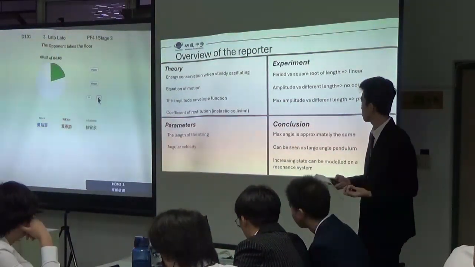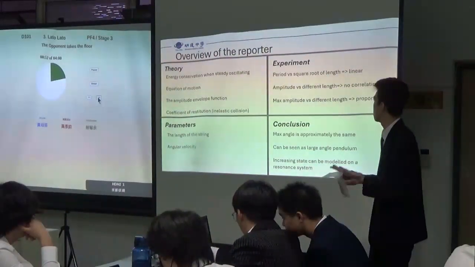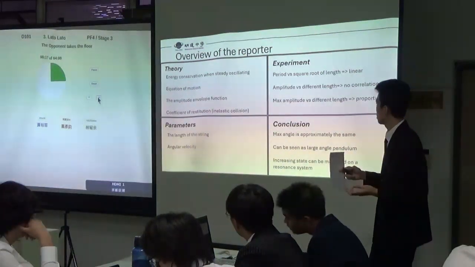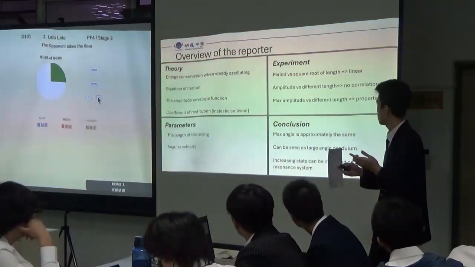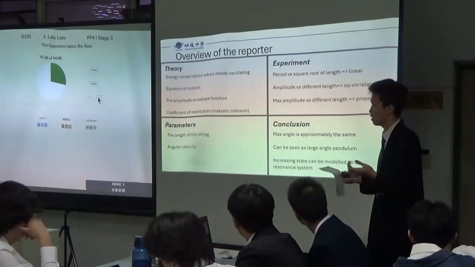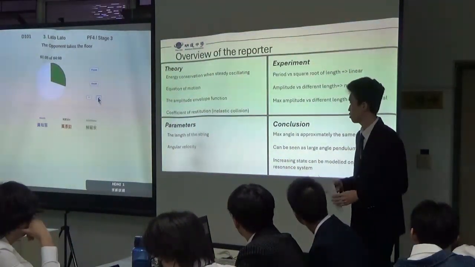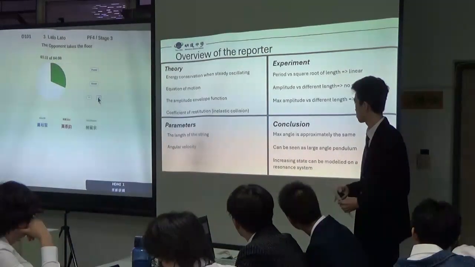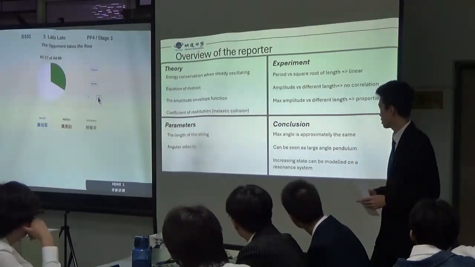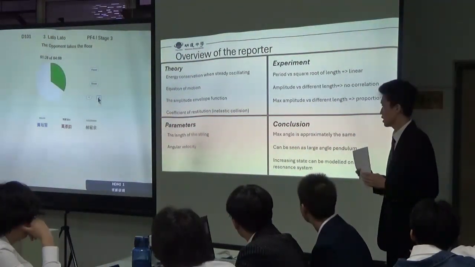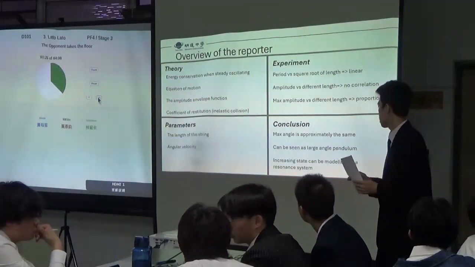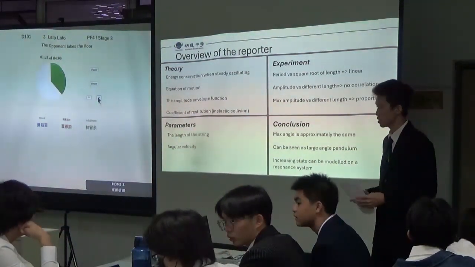And in their experiment parts, they discussed the period, the ratio between the period and the length of the string, and also the amplitude against the different lengths. And lastly, they have the maximum amplitude against different lengths of the string. Their parameters would be the length of the string and the angular velocity. Their conclusion would be the maximum angle is approximately the same, and the lateral motion can be seen as a large angle pendulum motion. And lastly, increasing states can be modeled as a resonance system.